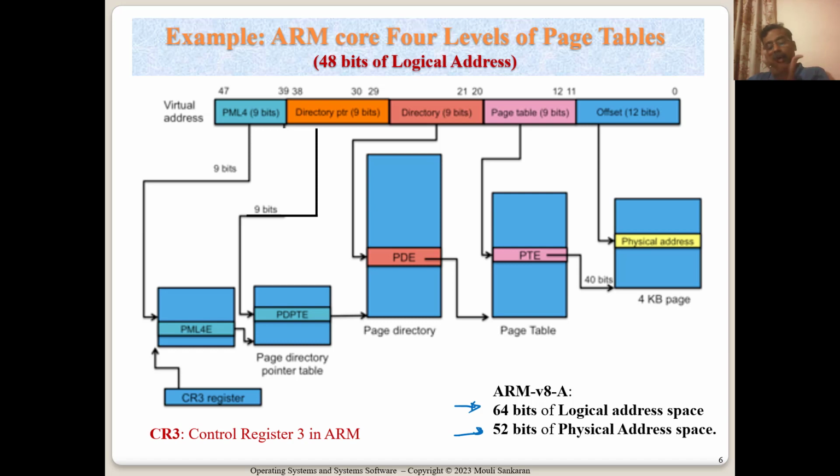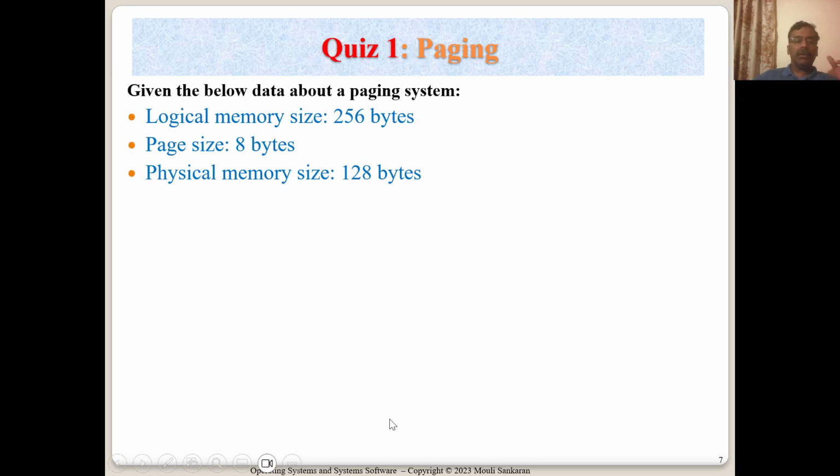That means I am using only 2 to the power 52 size. The maximum physical memory I can have is 2 to the power 52. Okay, that itself is huge. Now suppose I give you the logical memory size, or it could be that I give you the bits and then ask you the size, or I give you the size and then you convert it into the address.